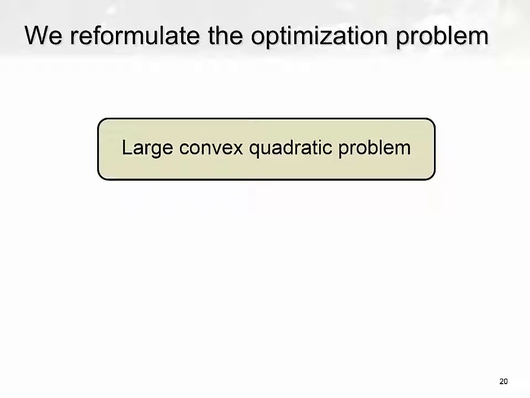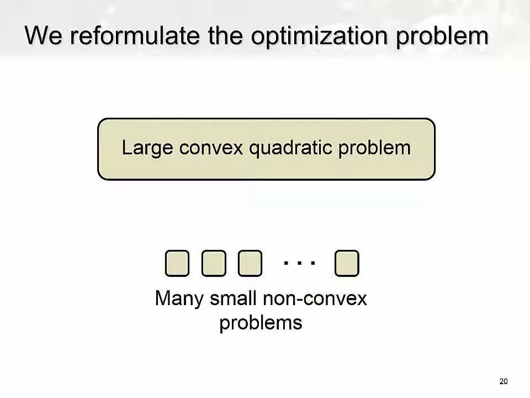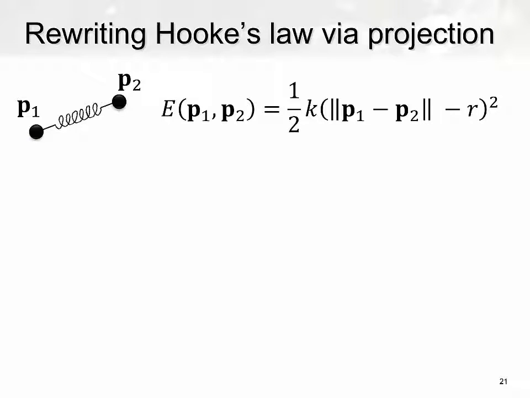So what I propose instead is to reformulate this optimization problem, specifically for interactive physics. So the idea is to decouple the problem into a large but convex quadratic problem, and lots of small but easy to solve non-convex problems. So here is the key idea, here's how we do it. The key idea is to rewrite Hooke's law using a projection. So let me try to explain that carefully.